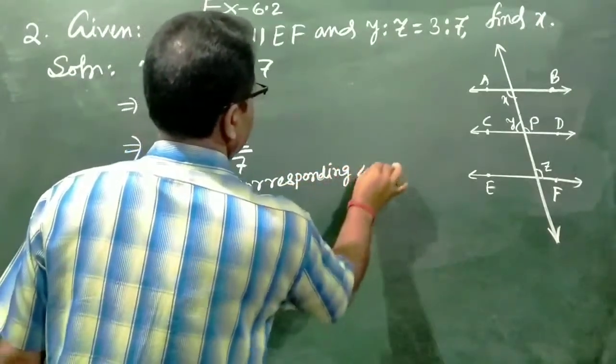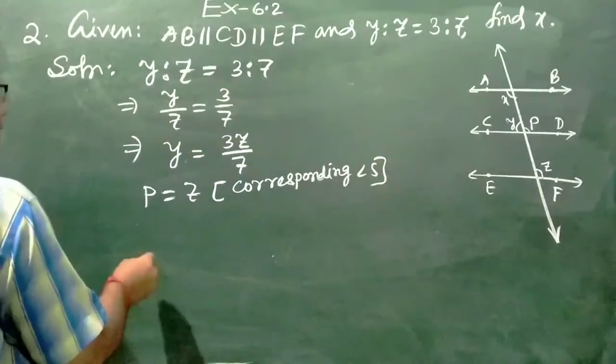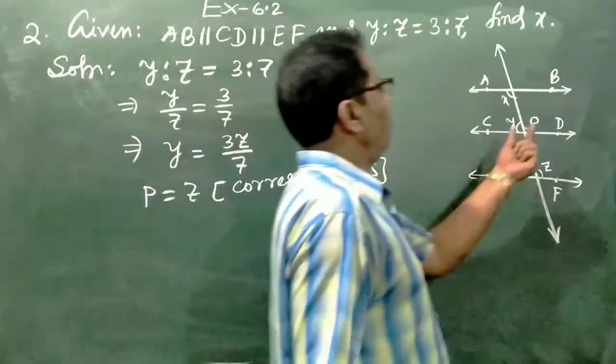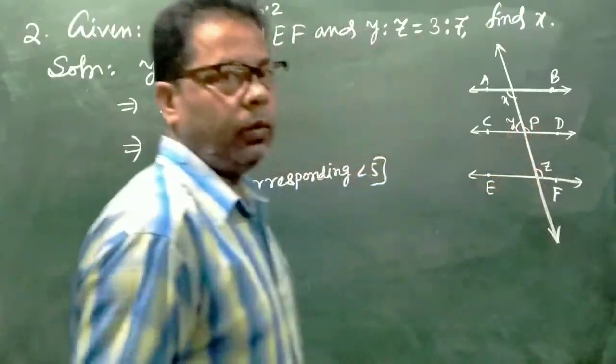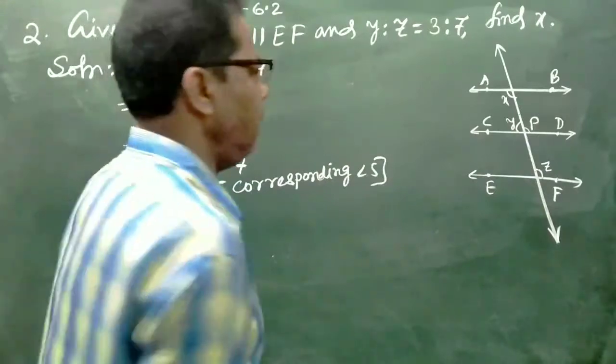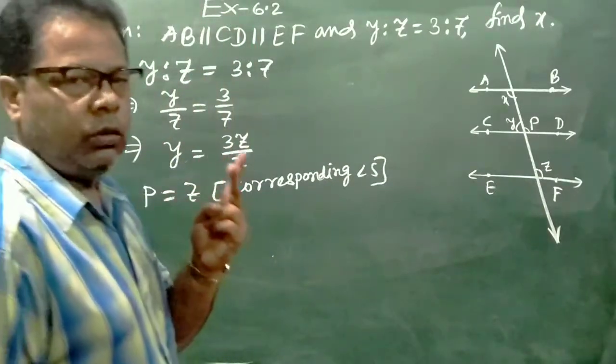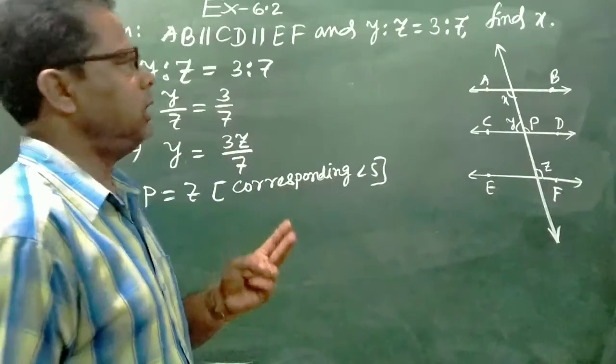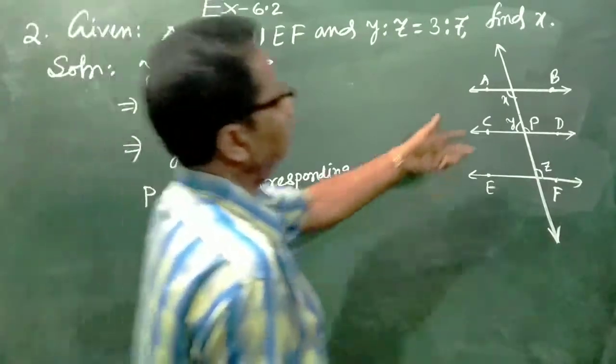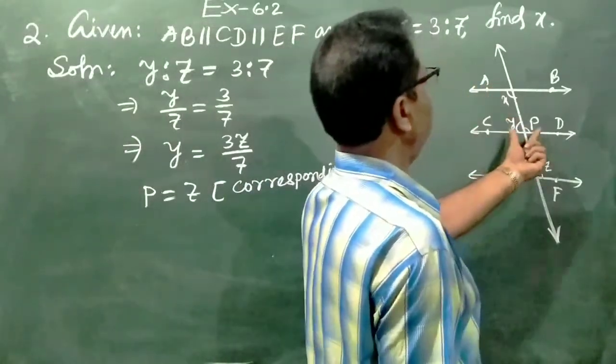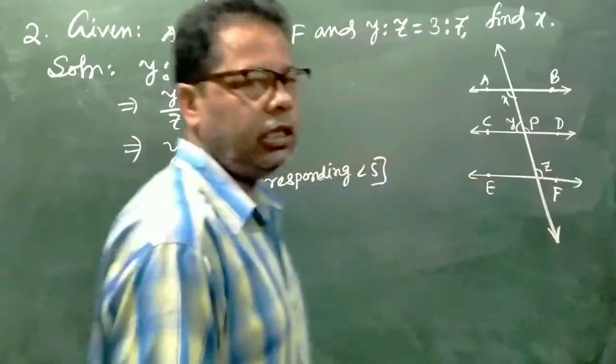Corresponding angles are equal. But Y plus P will be 180 degrees because they form a linear pair. A linear pair means two angles, and this line is standing on this line, so the sum of these two angles is going to be 180 degrees, being a linear pair.